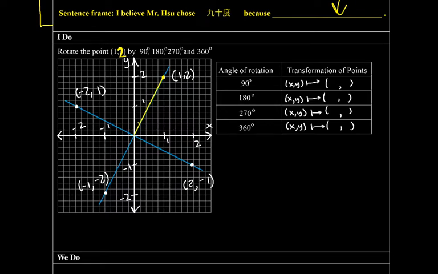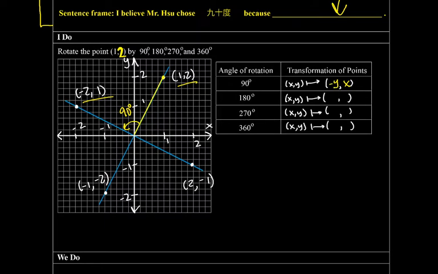So if we go 90 degrees, let's look at the pattern here. We have 1, 2, and then -2, 1. So let's first just look at the numbers. What happened? Well, the 2 is first now. So the y value is first. Then the 1 is second. So that means the x value is now second. Then the y value also turned negative. Okay, so we have that.